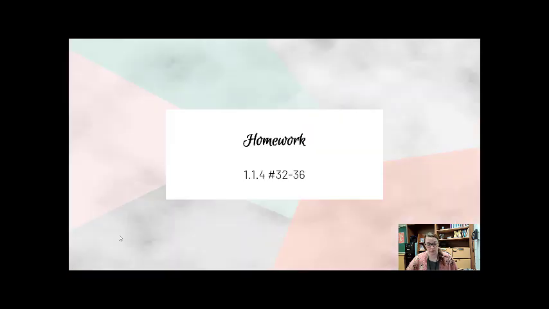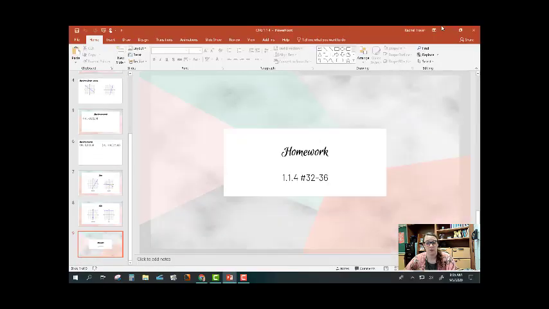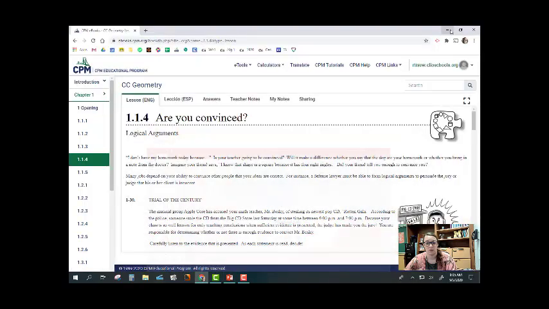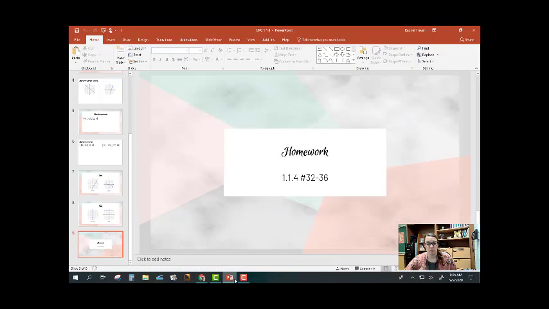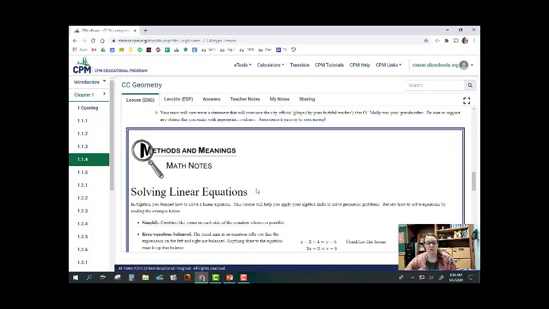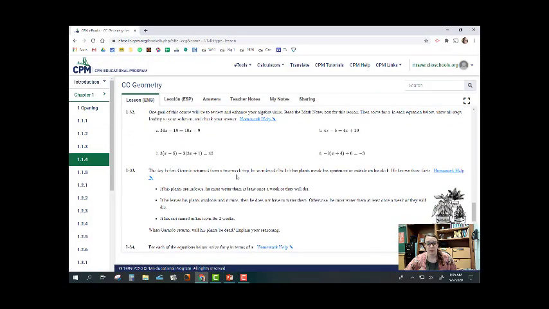All right, we are ready for our homework assignment. Let's check out what that looks like. Here it is, 114. We are doing problems 32 through 36. So down to our review preview. 32, there's 4 problems here, and you're looking to solve equations. We did some notes on this a couple days ago. So simplify first, combine like terms, then isolate that variable.